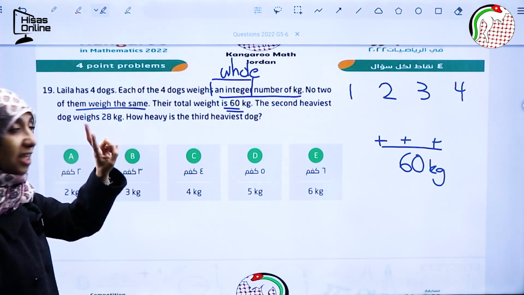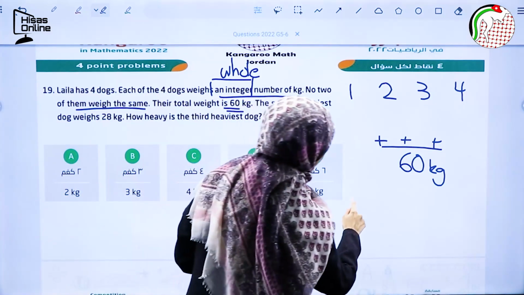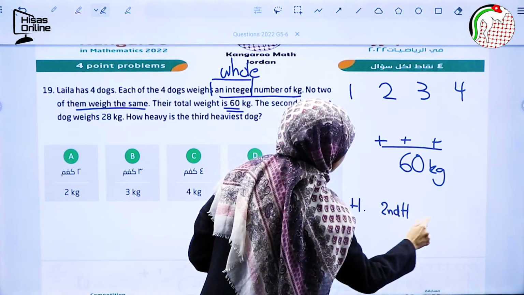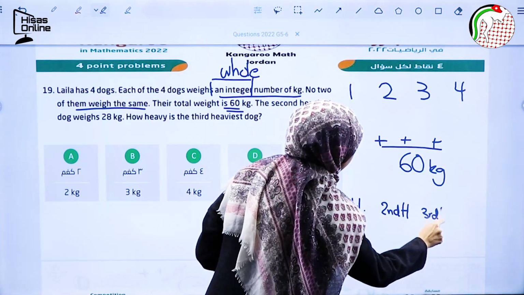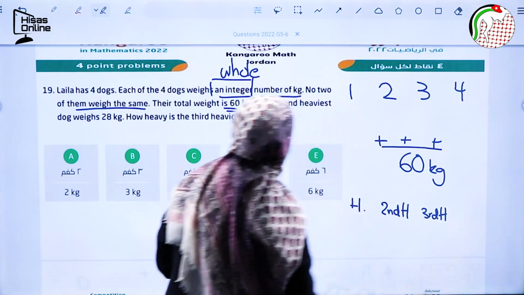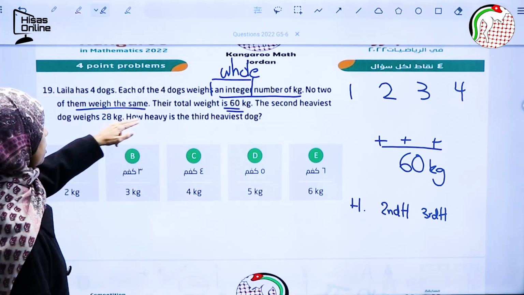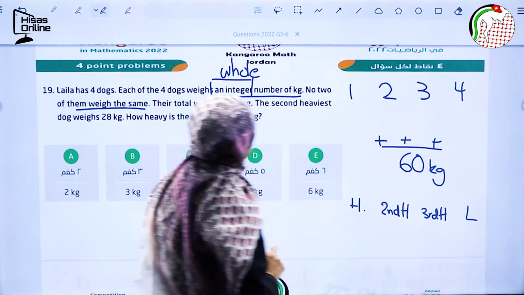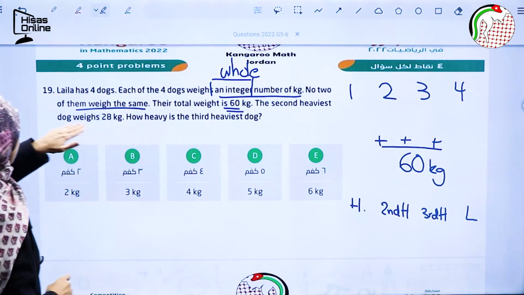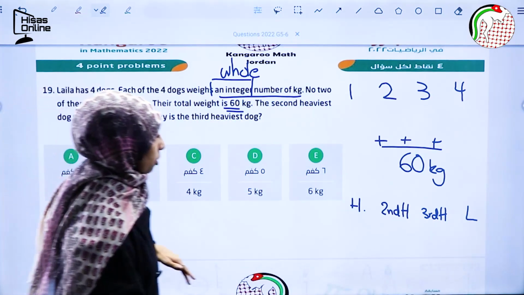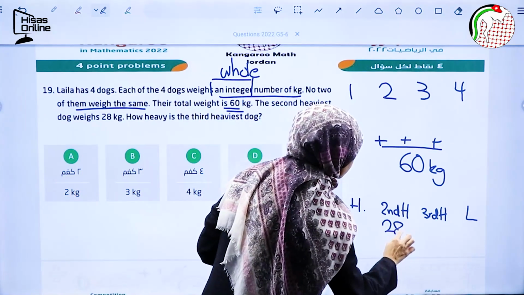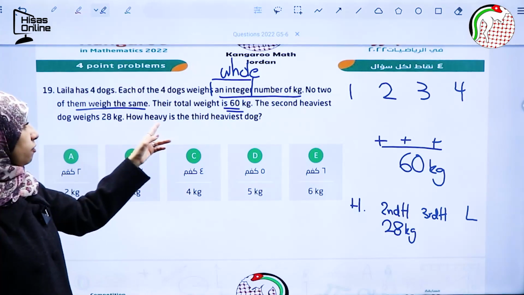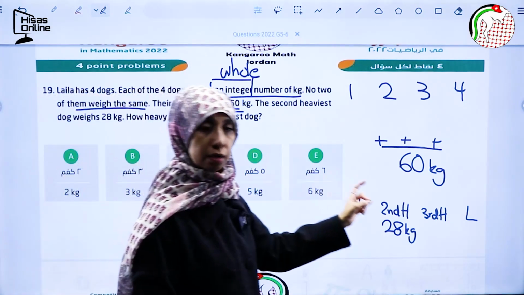Now, the second heaviest. So we have the heaviest, second heaviest, and third heaviest, and here the last one, which is the lightest. Now, the second heaviest dog is 28 kilograms. So this one is 28 kilograms. How heavy is the third heaviest dog?